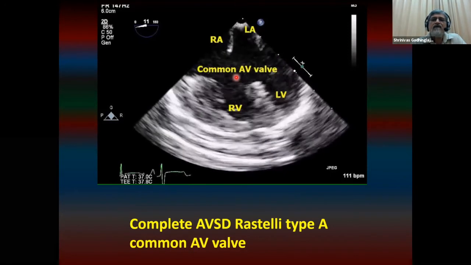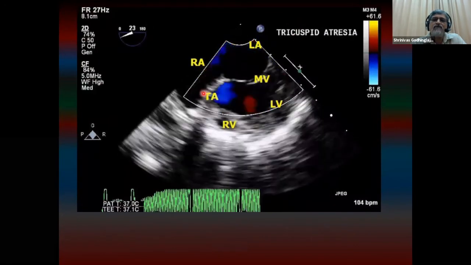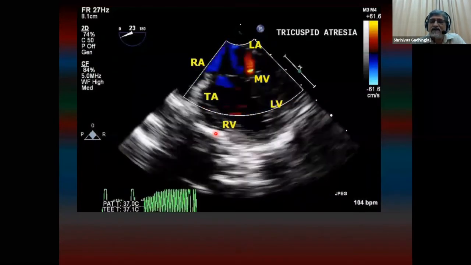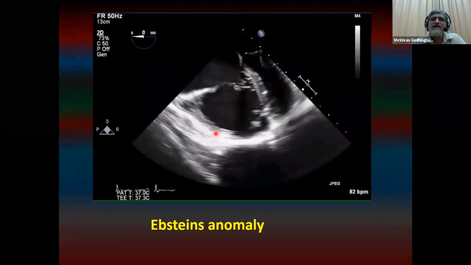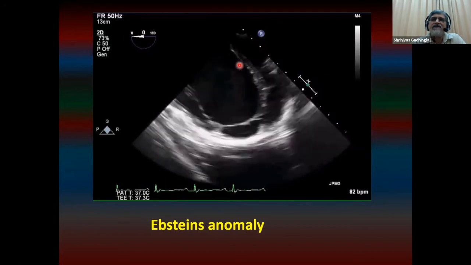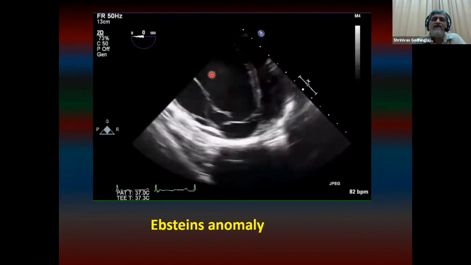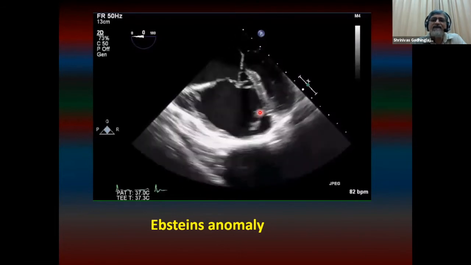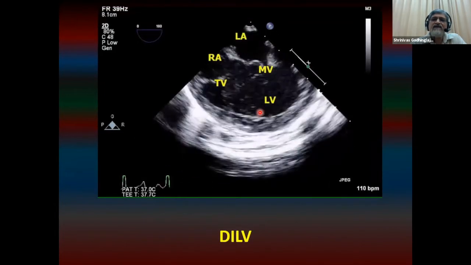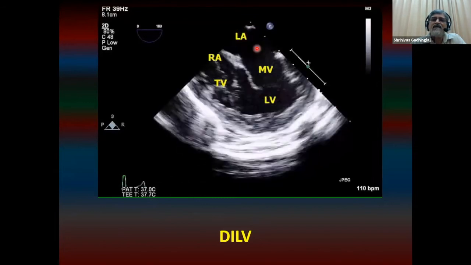And then we have tricuspid atresia. You can see the tricuspid valve is atretic here. So both the RA and LA are draining through the mitral valve into the LV. The RV is hypoplastic. And then we have Ebstein's anomaly of the tricuspid valve. Classically, you all know there is apical displacement of the septal and the posterior leaflet. There is an atrialization of the right ventricle, and you can see the long sail-like anterior tricuspid leaflet, the characteristic features of Ebstein's anomaly. And then we have the DILV, in which both the RA and LA drain into the LV. So this is the DILV condition.